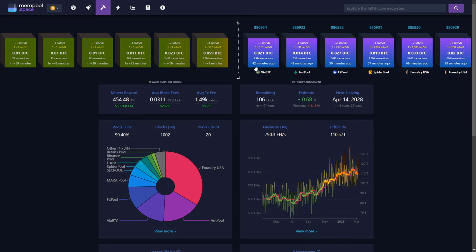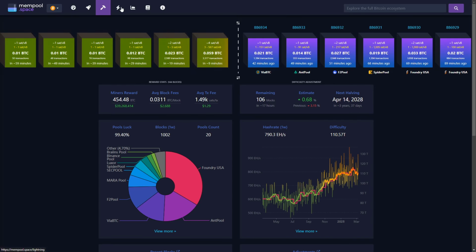And wow, we are still 42 minutes from the last block, which is pretty long. Like I said, it's usually 10 minutes on average. So this usually happens at least once a day, but I guess we're just getting unlucky here. There's no blocks coming through in the last 42 minutes.